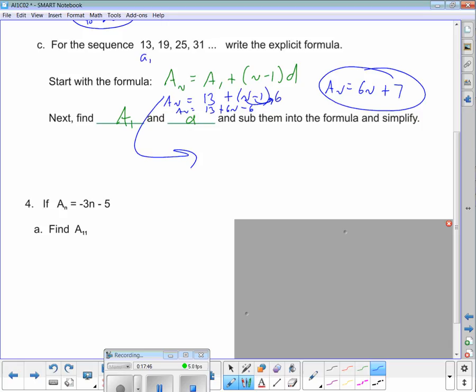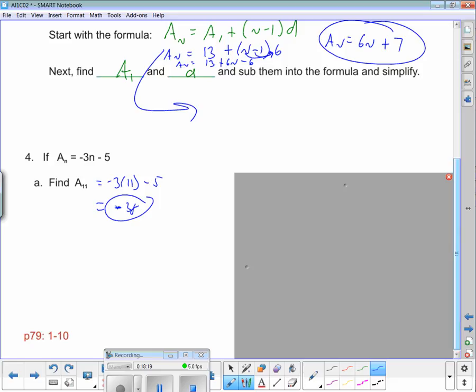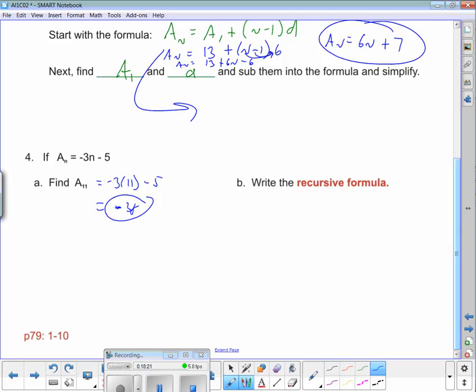All right, so number 4 is easy. Go ahead and find a sub 11. What is a sub 11? Give me a sub 11. So what is that? Negative 33 plus 5, negative 38, and you're done, right? Negative 3 times 11 is a negative 33, minus 5 is negative 38. Voila, you are there. Good to go. Easy, easy, easy.